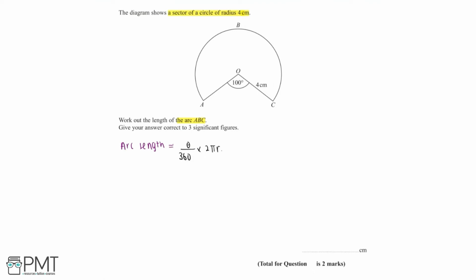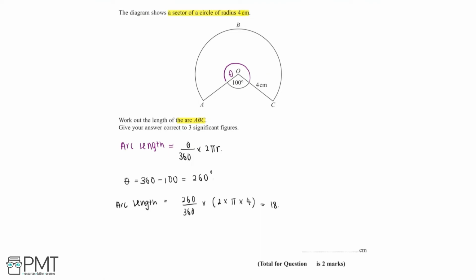Now an easy mistake here would be to assume that theta is equal to 100, but actually theta is this angle inside the sector. And so given that angles around a point add up to 360 degrees, we can find theta by doing 360 take away 100, and so theta is equal to 260 degrees. So now to find arc length, we'll do 260 over 360 multiplied by 2 times pi times a radius of 4 centimeters.